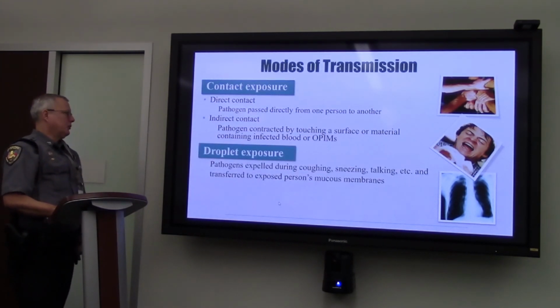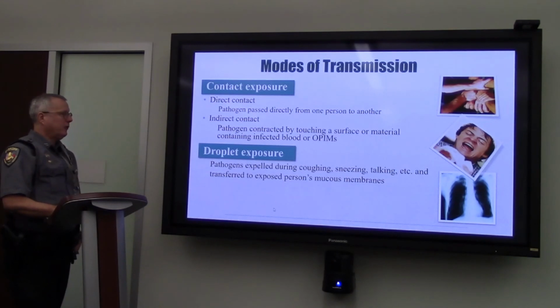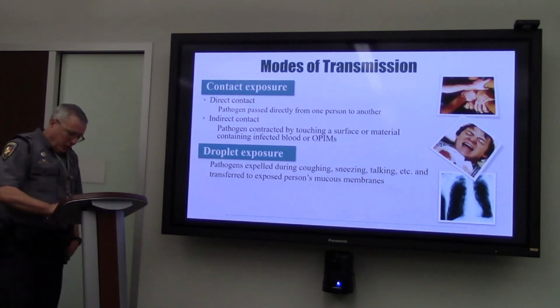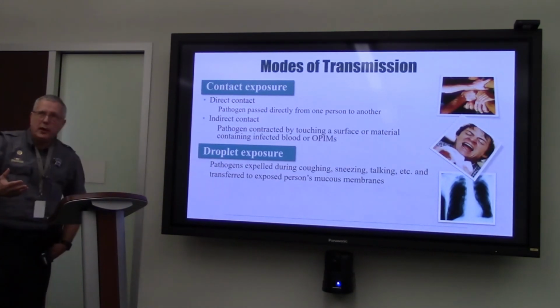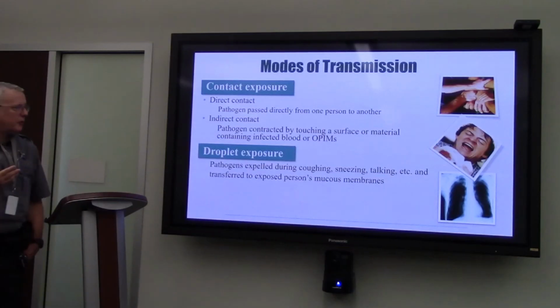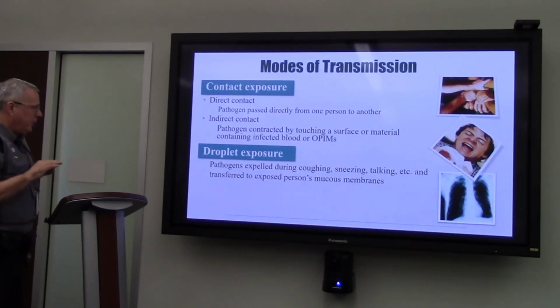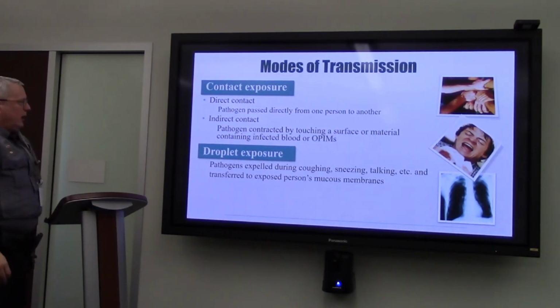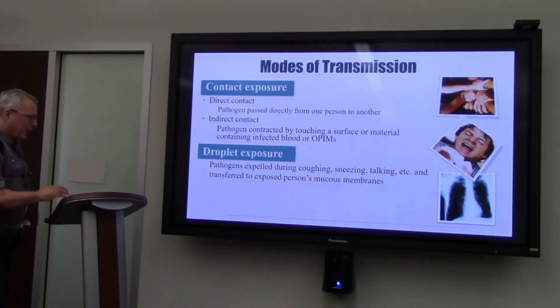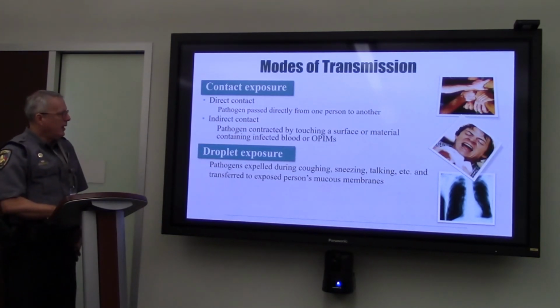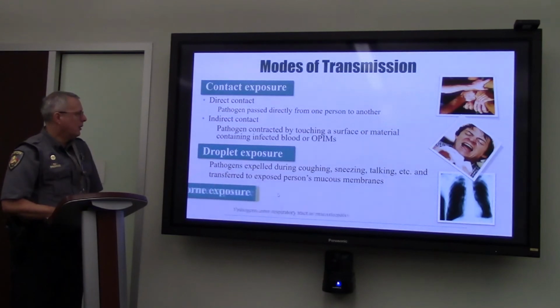There's droplet exposure. Pathogens are expelled during coughing, sneezing, talking, etc., and are then transferred to an exposed person's mucous membranes. This is what we think of when we think about flu and cold and the way those types of illnesses are transmitted. This is also the way in which people believe the majority of the COVID infections are transmitted, through respiratory secretions and droplets.